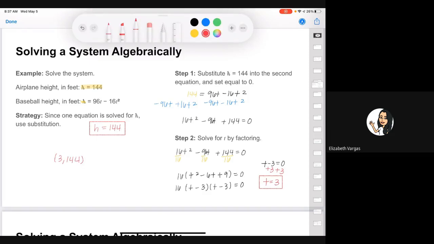Okay. In my opinion, the easiest way to solve this is to actually graph it, because you do have that function to graph equations on the calculators that you have whenever you take exams. So that's going to be the easiest one to do. But if you want to do it algebraically, this is how you do it. Okay, questions? So the point (3, 144) is going to be the solution to the system of equations. It's going to make both of those equations true.